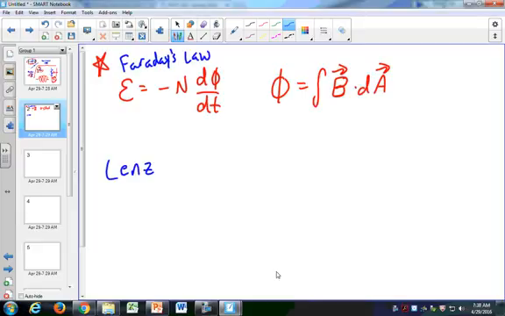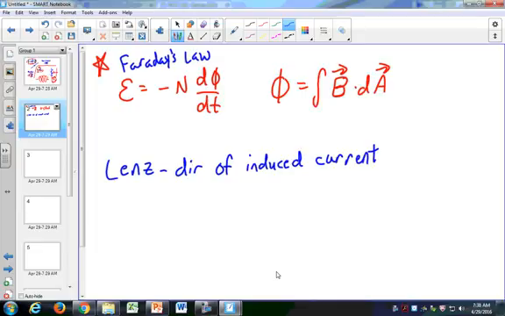Lenz's law, remember we used it to find the direction of the induced current. We had a couple of rules that we gave in class, and I would expect to see some questions where I just ask you, what is the direction of the induced current? Remember, Lenz's law talks about how the induced magnetic field will oppose a change in the flux.